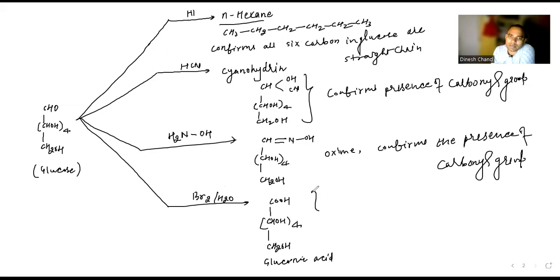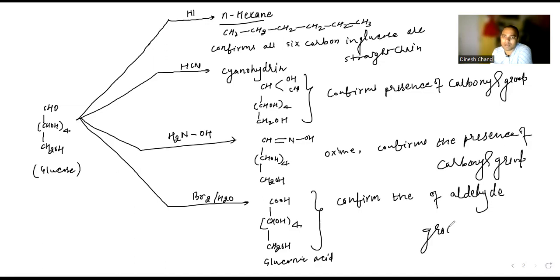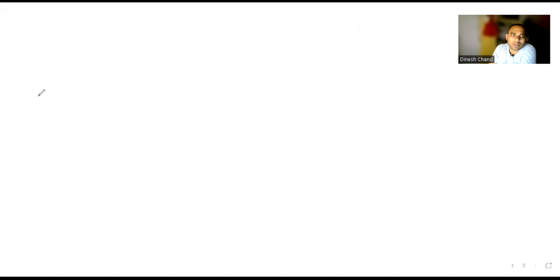This gluconic acid, what is it going to confirm, student? It confirms the presence of the aldehyde group. So the carbonyl group means aldehyde and ketone both, student. But when you are treating with bromine water, it reacts, because ketone does not react with bromine water. So it means glucose reacts with bromine water. It means the given carbonyl group is going to be what, student? Aldehyde group. Right.